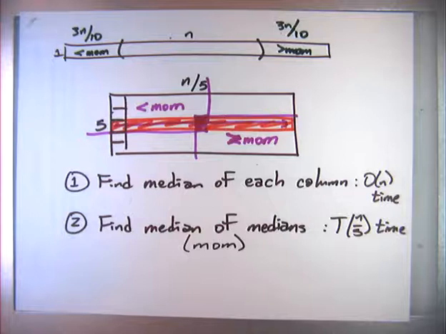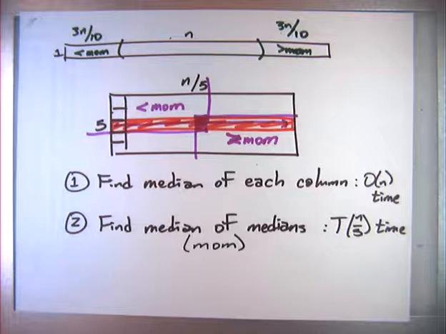Does everybody see where I got 3n over 10? I chose half of 3 rows. Each row has n over 5 things. So half of one row is n over 10. Do that 3 times. There's 3n over 10 things in the upper left chunk, and 3n over 10 in the lower right chunk. Okay? MOM is somewhere in the middle of that range.